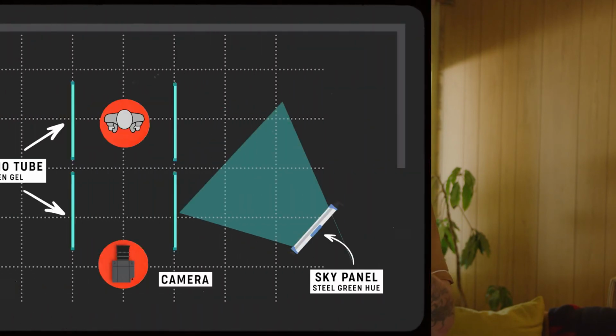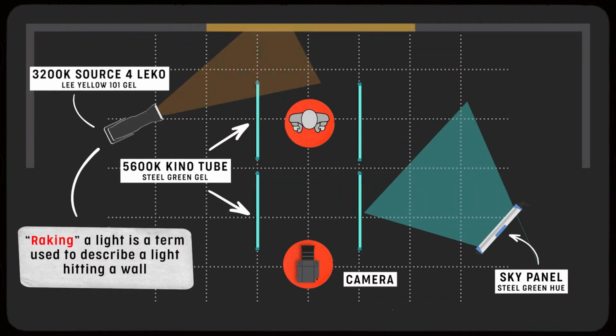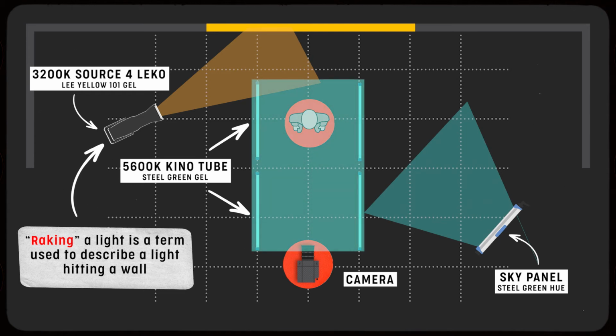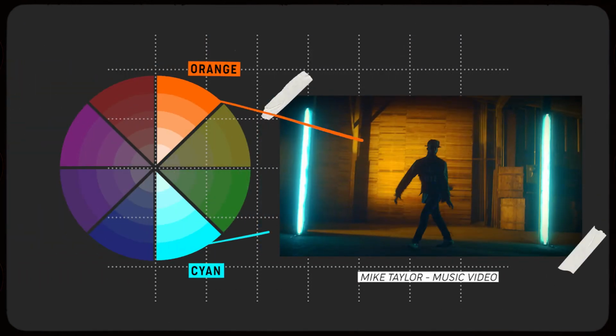So the foreground was all lit with this sort of cooler tone, and then we raked the back wall with the source from the front with a Lee Yellow 101. And if you don't want to remember these gel names, all that you need to take away from this is the cool foreground key and the background hit with hard light that was yellow. In this instance, we had a warm and cool, and it really made this image stand out.